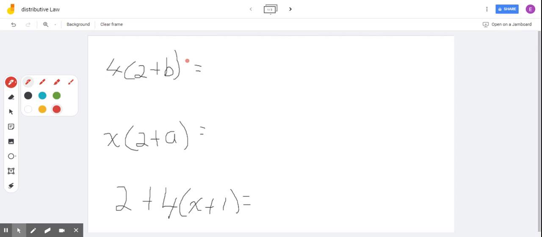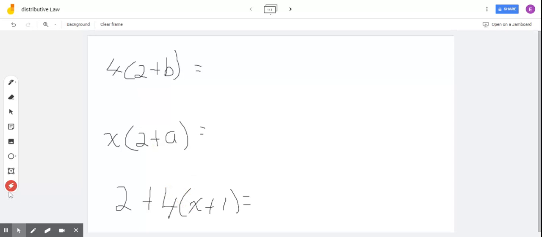Hello guys, in this video we're going to be looking at the distributive law. The distributive law is when we remove brackets that we see in algebra expressions or equations. So far we're looking at algebra expressions. Remember, what's an expression? It's just a combination of algebraic terms with an operating sign between them.